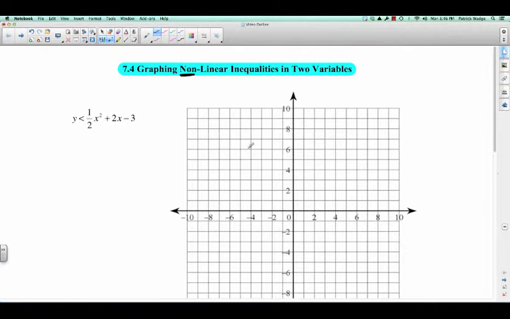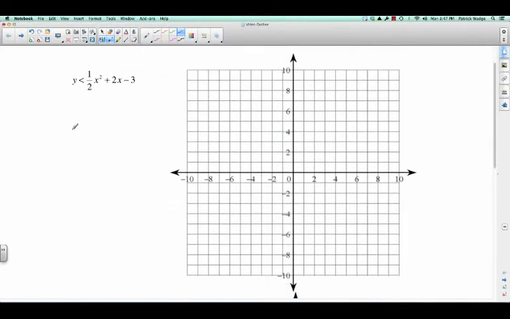So last time, remember, we graphed lines, decided whether to make them solid or dotted, and then shaded one side or the other. We're doing almost exactly the same thing this time, but now you're going to use nonlinear inequalities. In other words, they're not going to form lines, they're going to form parabolas.